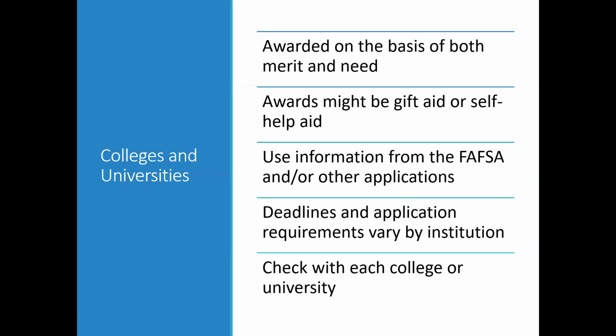Colleges and universities are a great source of financial aid. They award aid on the basis of both merit and need. Awards might be gift aid or self-help aid, and they use the information from the FAFSA or maybe from an internal application as well. So deadlines and application requirements vary by institution. So you want to get familiar with the websites for each of the schools that you're looking at, especially the financial aid page, to determine if there are other requirements that are needed for that institutional aid.